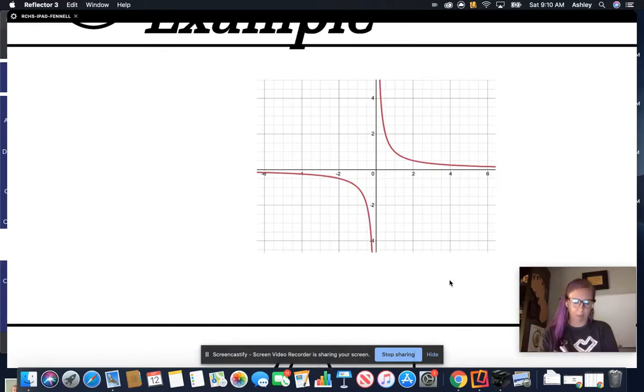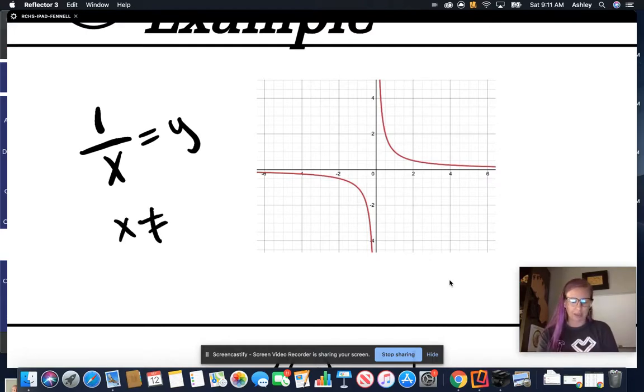The reason it graphs like this is because we have the value 1 over x. That cardinal rule of math tells me that I am absolutely not allowed to divide by the value of 0. So x cannot equal 0 because that would give me an undefined value. We can't take something and turn it into nothing. You cannot divide by 0. So x is not allowed to be 0.